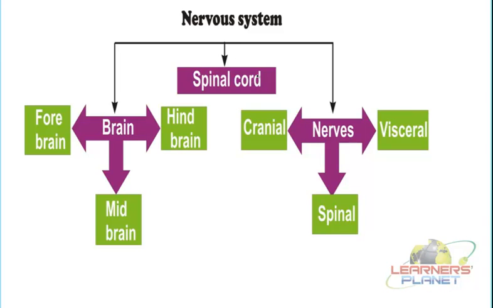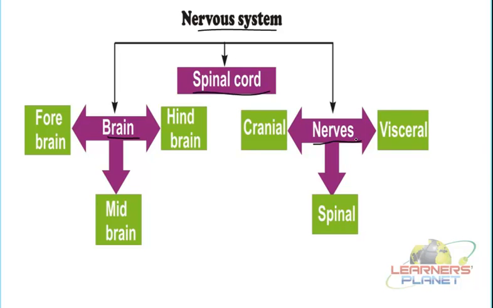This nervous system is basically comprised of three main parts. What are these three main parts? They are the brain, the spinal cord, and the nerves. These three parts are organized and interconnected. They communicate with the other parts and help in responding to a particular stimulus.